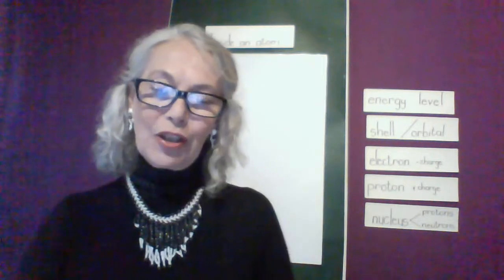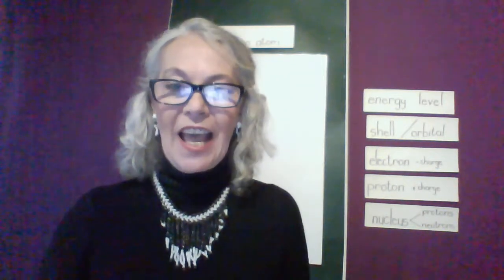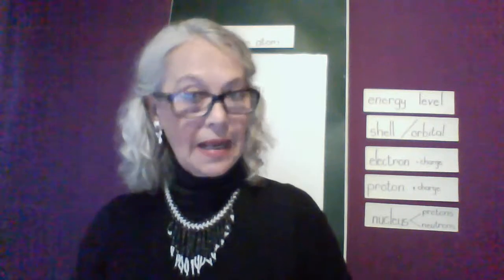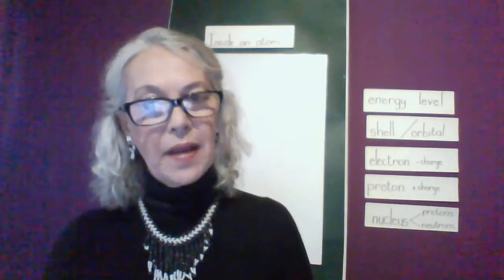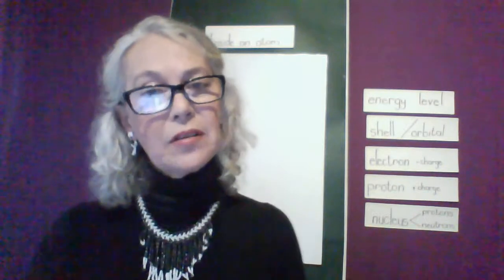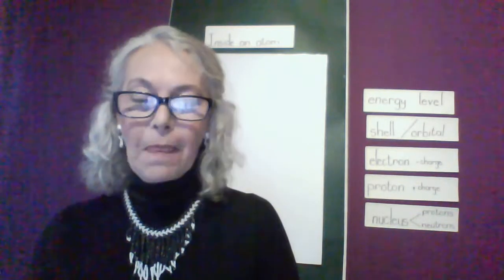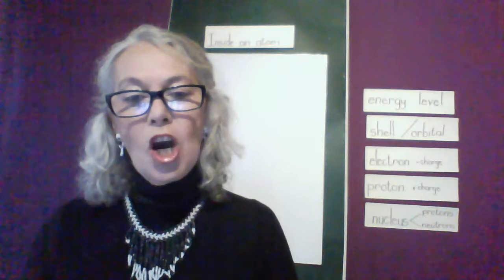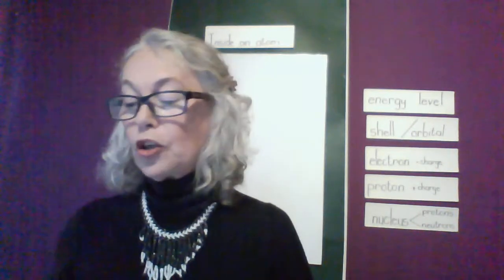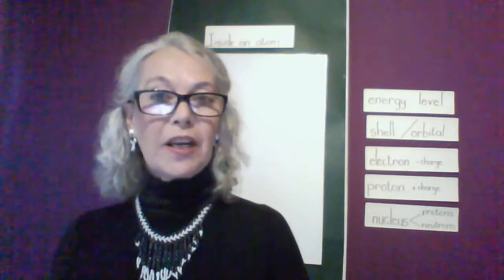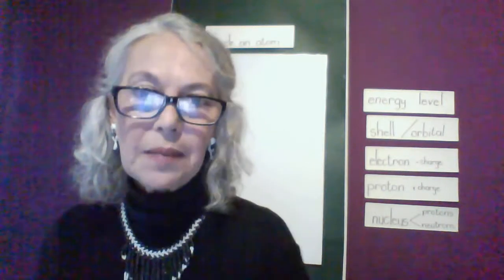Today we're going to have a look at the grade 7 curriculum and we are going to explore some elements. Now we know that everything around us is made up of materials and materials are made up of elements. Elements are things like oxygen and hydrogen and gold, silver. If you look on the periodic table you can see so many, there's almost 120 different elements.